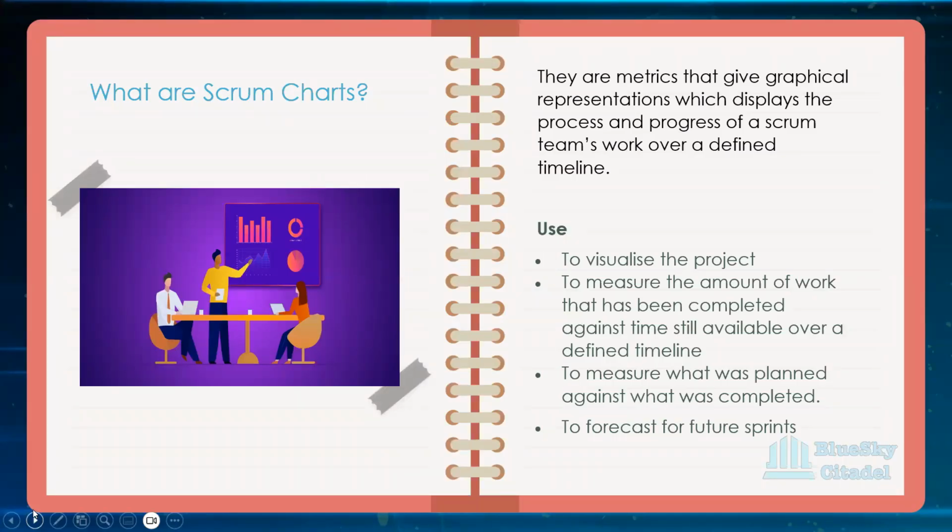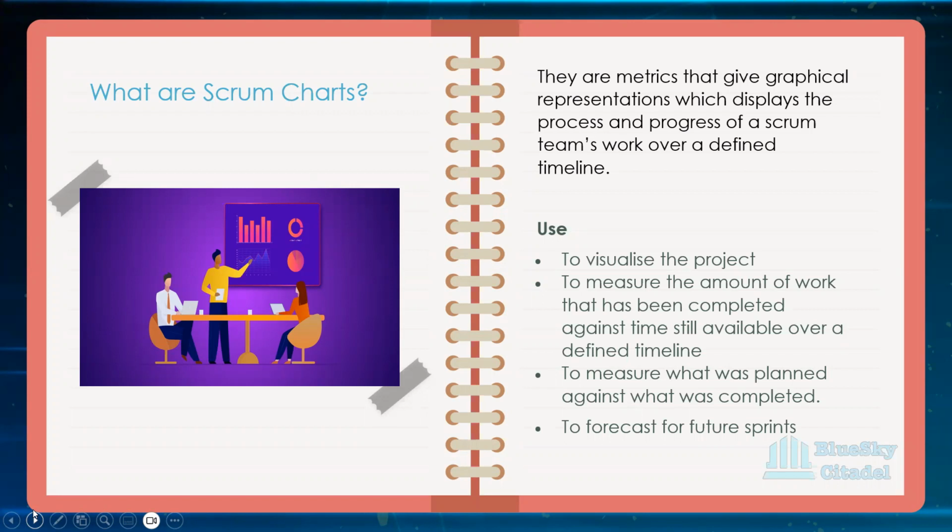They are metrics that give a graphical representation, which displays the process and the progress of a Scrum team's work over a definite time. It gives you real information, okay, of what is happening, what has been happening, the progress of work during your sprint. It looks at the pace also of work that is being done. It gives you a graphical representation of this during the sprint.